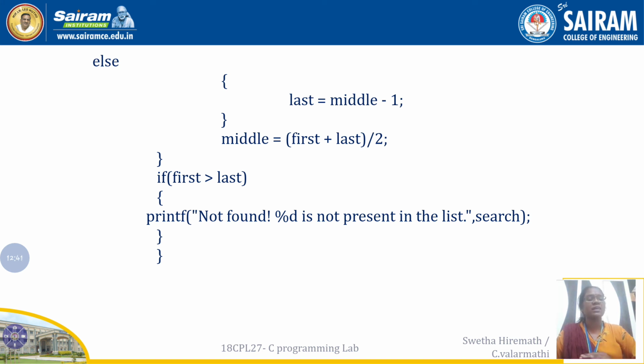Lastly, if in all cases my search element is not present, I need to tell that the search is not successful, not found. I need to convey this information. For that I have made one condition: if first is greater than last, printf not found, this searching element is not present in the list. I need to convey that.